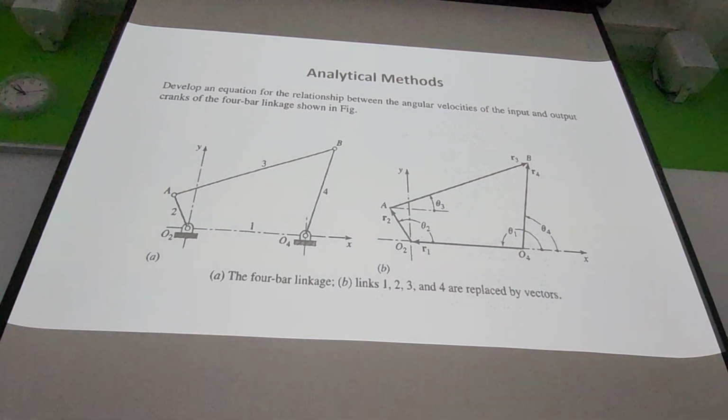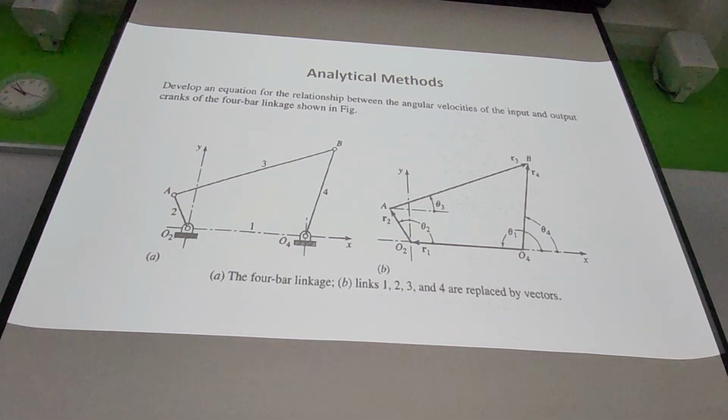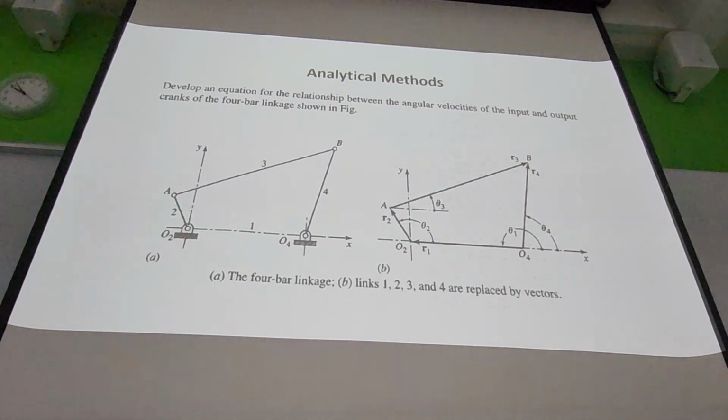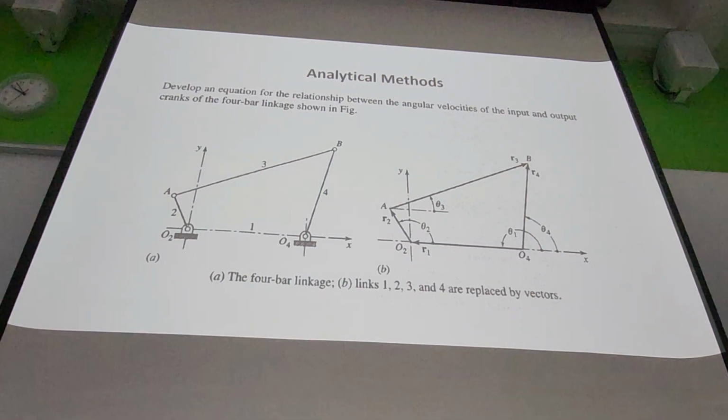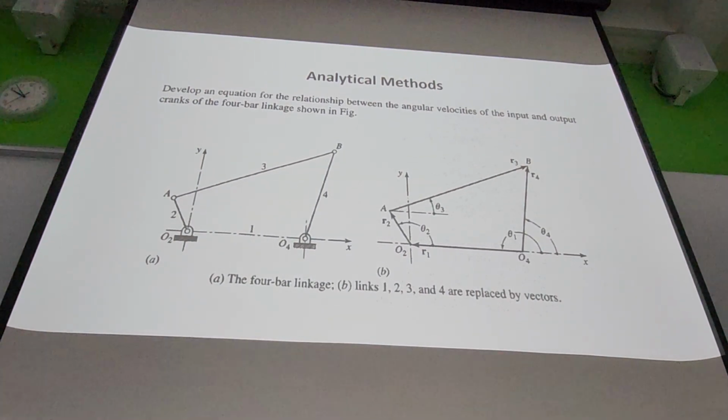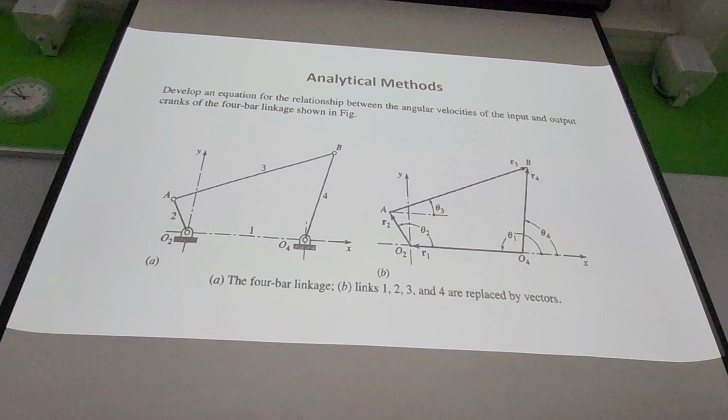Okay. So how to derive the analytical equations, we can simply understand from this example. This is a 4-bar linkage mechanism, right? So you can consider this R1, this is R2, R3, R4. These are basically the position vectors. Then theta 1, theta 2, theta 3, theta 4 are the orientations of the position vectors.